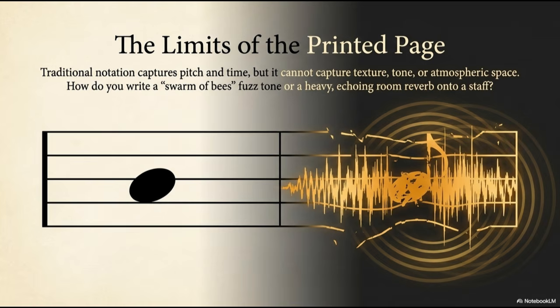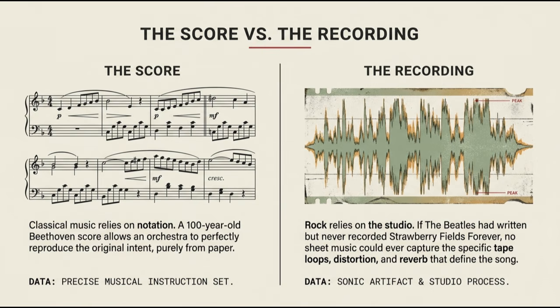Rock music is so dependent on the recording that the sheet music or the score can't capture how much distortion is on the guitar or how much reverb is on the vocal. For those of you who are longtime listeners of this podcast, you know we talk about those elements all the time. And this is why if the Beatles had written but never recorded Strawberry Fields Forever, nobody would be able to reproduce the way that song sounded no matter what sheet music they have. Now, most of this is true for jazz and blues and folk music too, but I would argue that no music before rock and roll relied so heavily on recording as its primary medium.